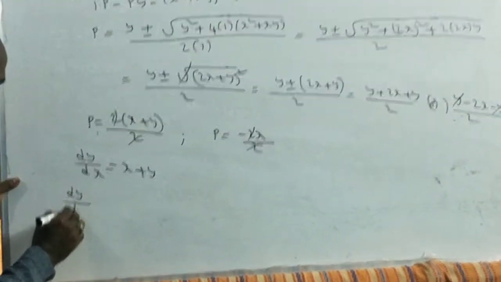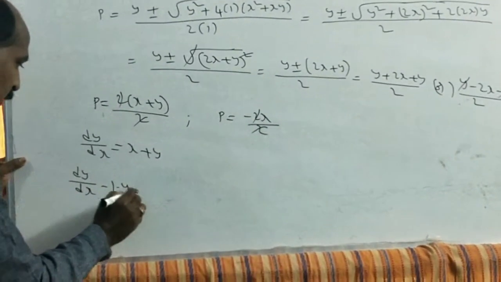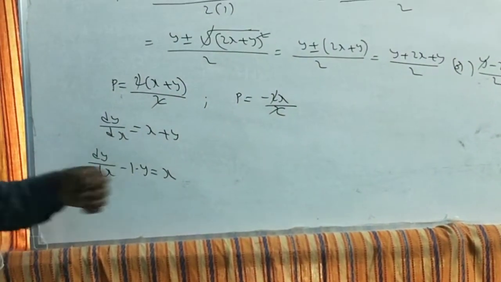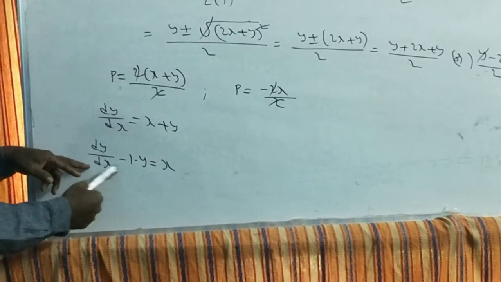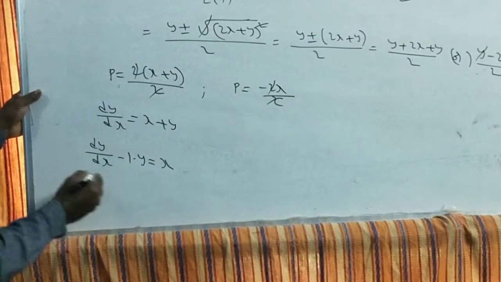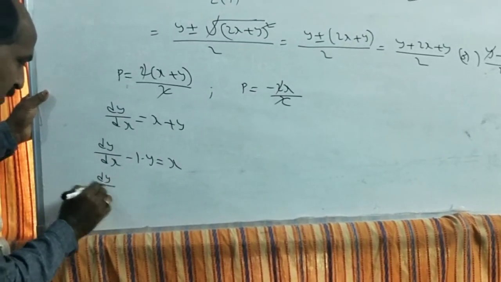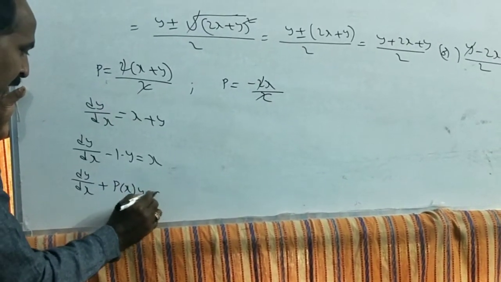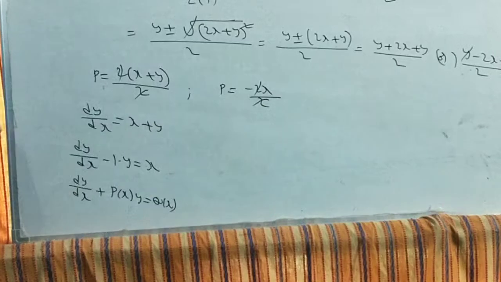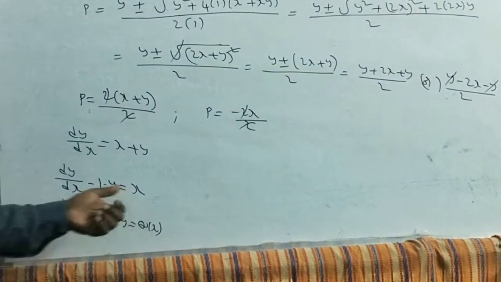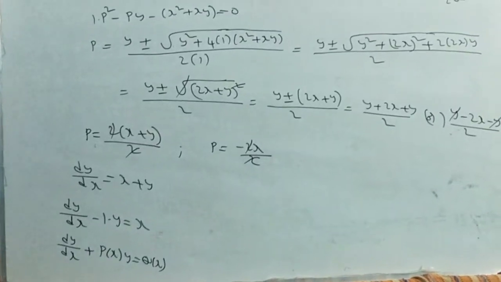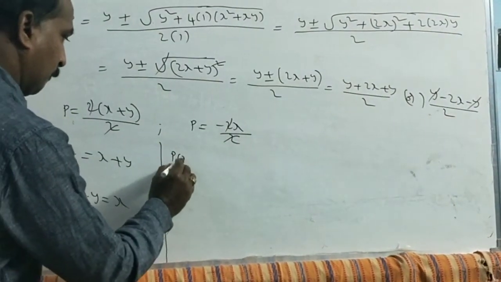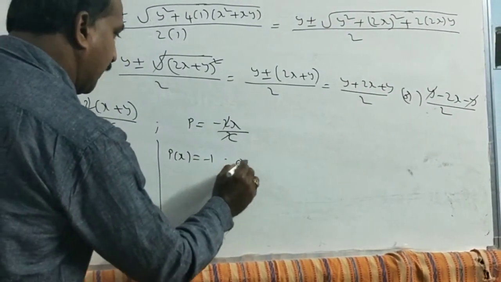dy by dx minus y equal to x. We know that this is the linear differential equation in terms of y. The linear differential equation in terms of y is of the form dy by dx plus p of x into y equal to q of x. On comparing, we get p of x equal to minus 1 and q of x equal to x.